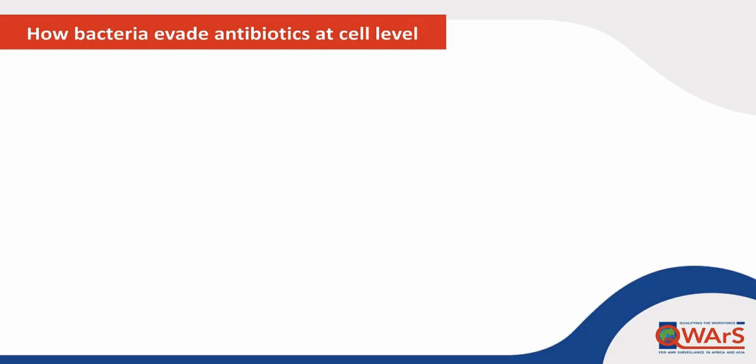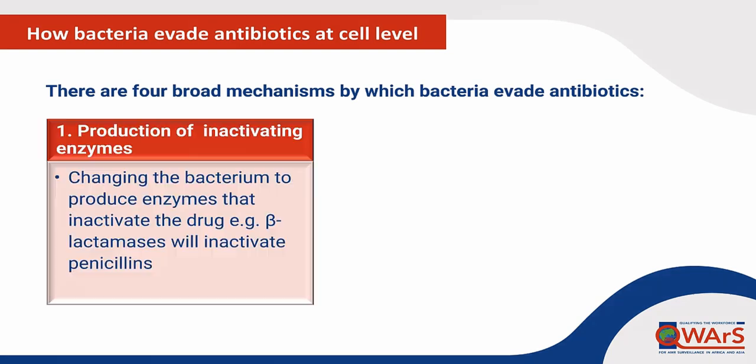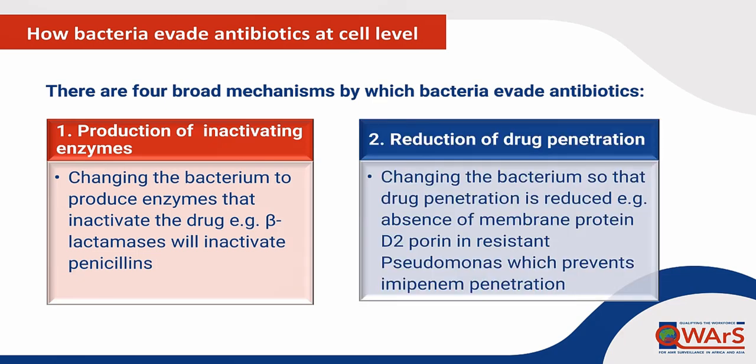We will start by looking at four defense mechanisms through which bacteria evade antibiotics. However, resistance to a single antibiotic may arise from several mechanisms. First, changing the bacteria to produce enzymes that inactivate the antibiotic by altering or destroying the antibiotic. For example, Klebsiella pneumoniae bacteria produce enzymes carbapenemase, which break down carbapenem drugs, beta-lactamases, which inactivate penicillins, and acetylases, which inactivate aminoglycosides. Second, reduction of drug penetration, thus preventing entry of antibiotics into microbes.